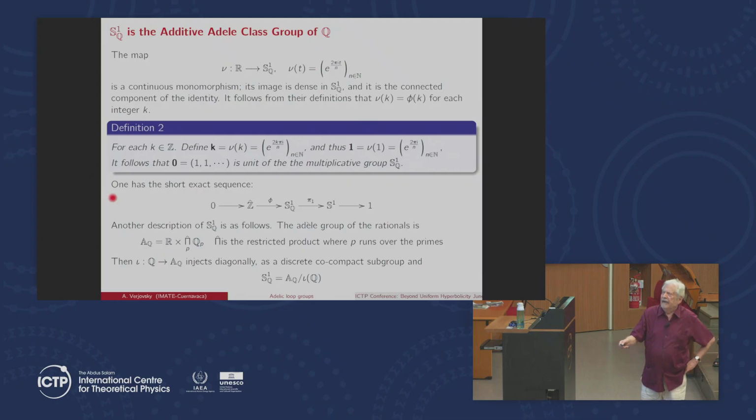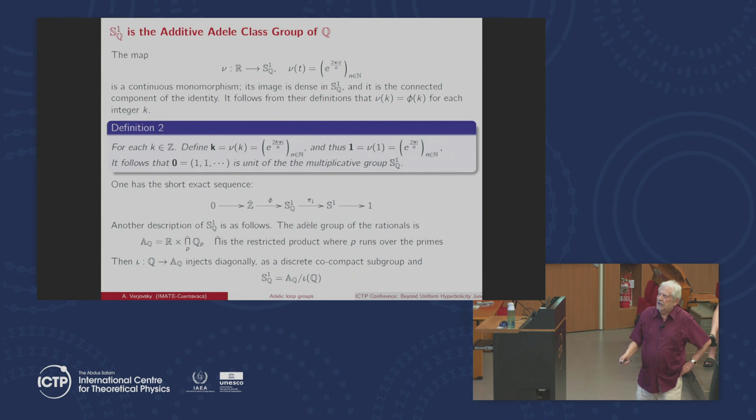So we find the ring of Adeles, the real line times the restricted product of Q_p. So Q_p is the p-adic rationals, and you take the infinite product, but you only consider infinite sequences such that for almost all primes the entries are actually integers. It's called the restricted product, and you can embed canonical Q there, and it embeds discretely.